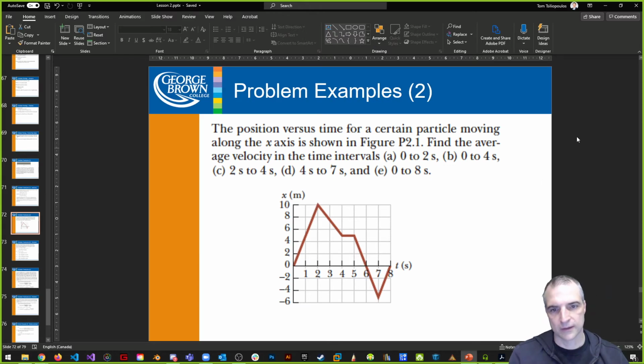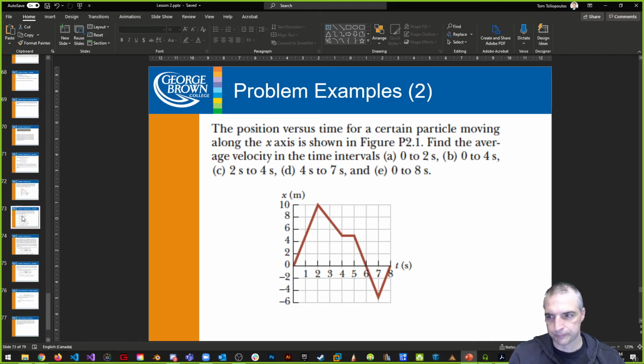The next one, b, is from 0 to 4 seconds. That's a different story. Now x final is 5, x initial is 0, total time is 4, so 5 over 4. A different kind of overall velocity. You can do the rest.